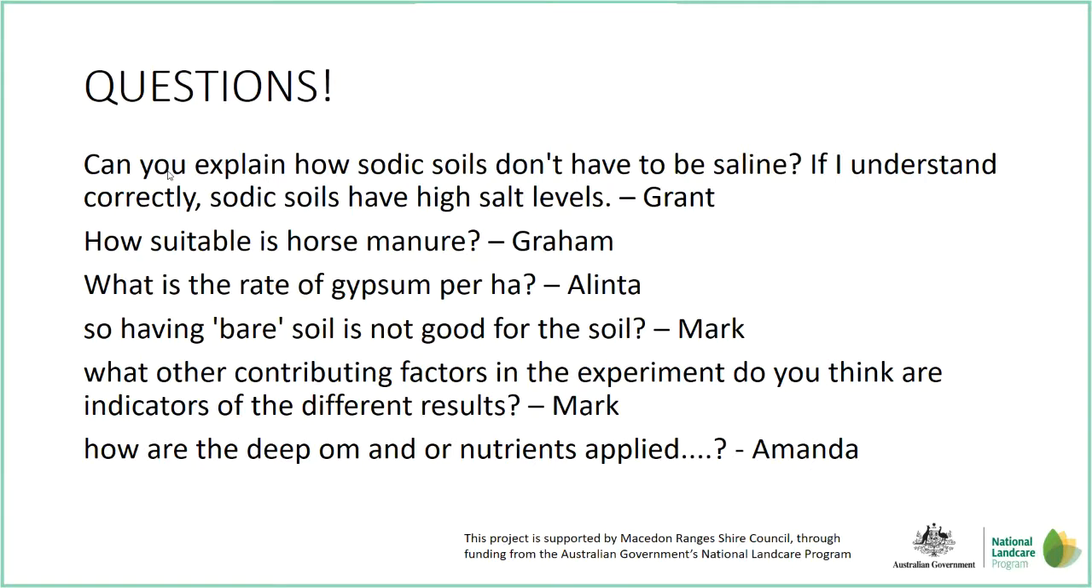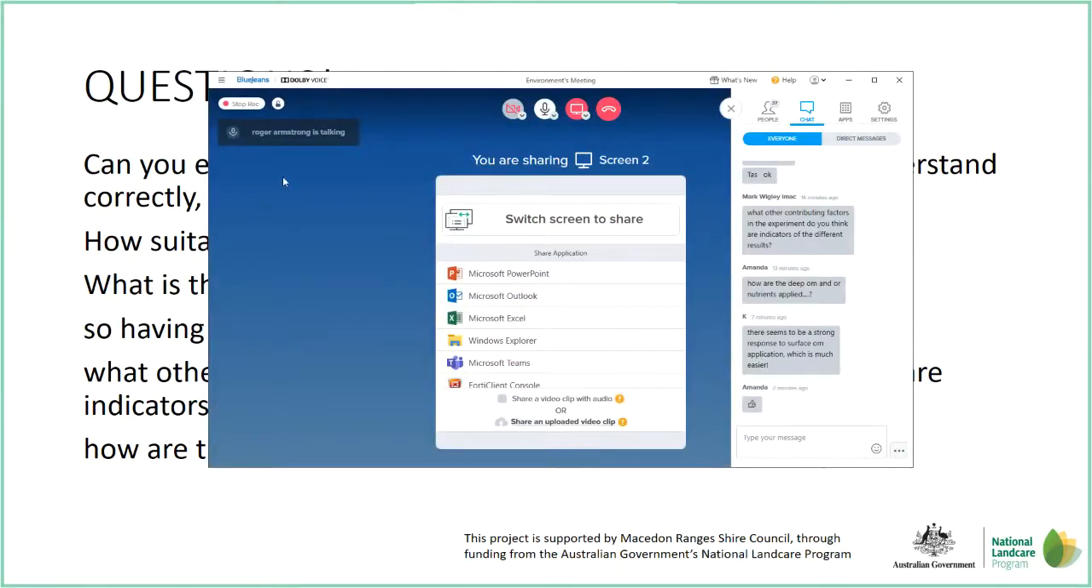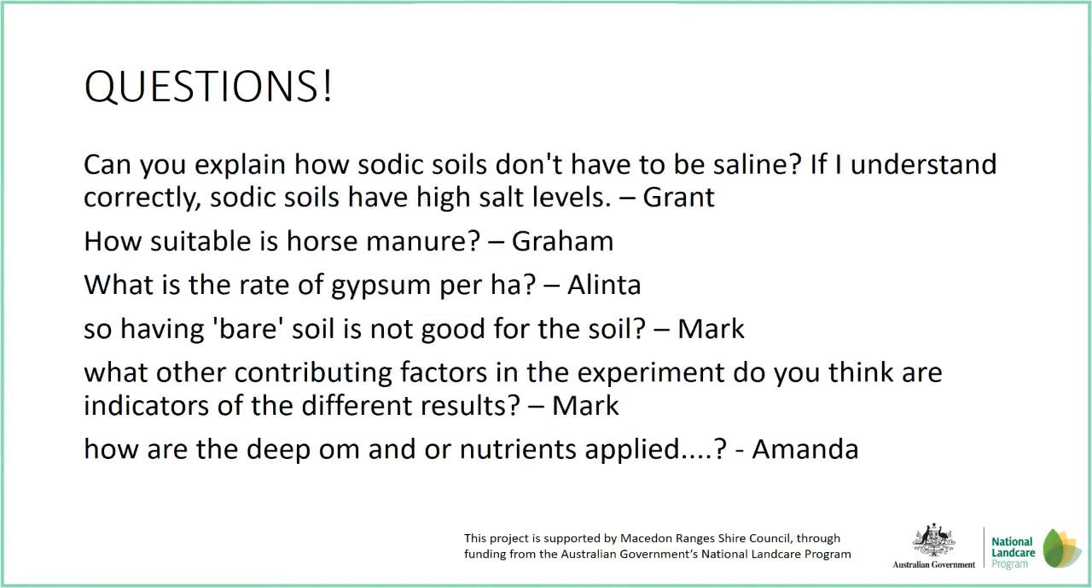Yep. So the first question, from Grant: can you explain how sodic soils don't have to be saline? If I understand correctly, sodic soils have to have high salt levels. Okay. So basically when we talk about sodic soil, it's the amount of exchangeable sodium in relation to the total amount of exchangeable cations. So if you've got a high amount of, say, calcium in that soil contributing to your exchange complex, calcium's good. It helps improve soil structure. And in fact, it's the main component of gypsum.